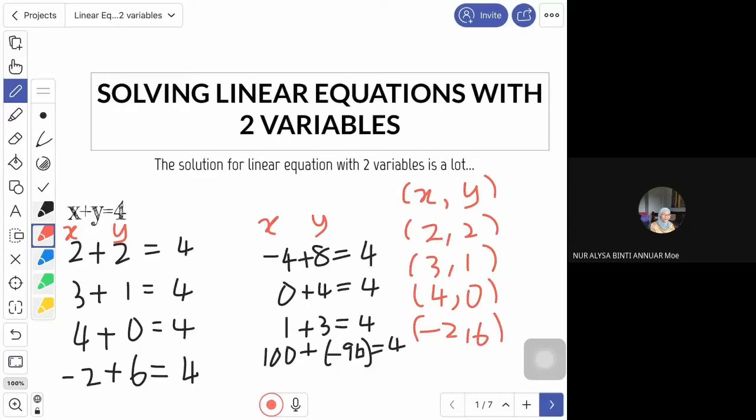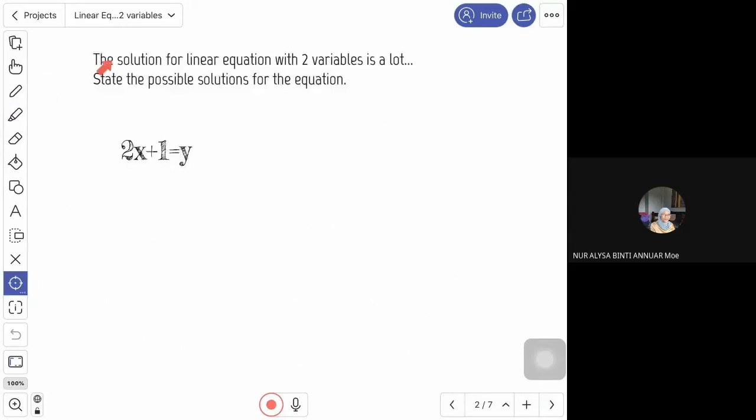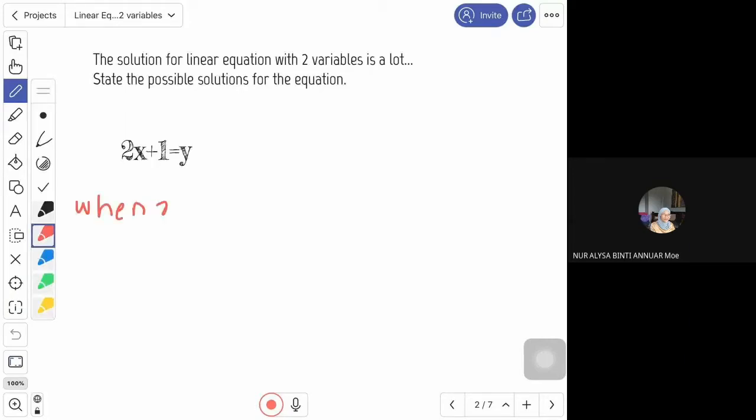Alright, let's see this one. Okay, the solution for linear equation. Same as before. State the possible solutions for the equation. So how to write the answer? So we can do like this. So when x equals to what, comma, then y equals to what, like that.